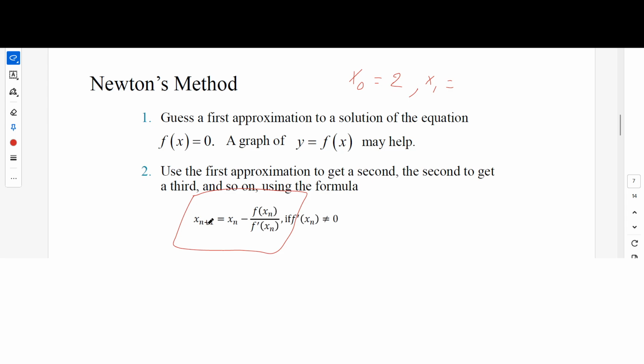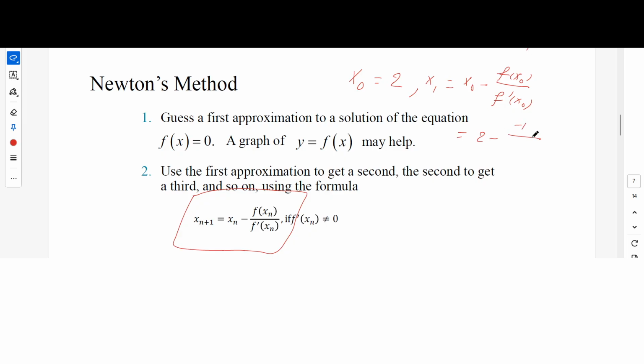Here, when n is 0, using that formula, it would be x0 minus the value of the function at x0 divided by the derivative of the function at x0. So that's the formula. What is x0? It's 2. What is the value of the function at 2? Remember, the function is the left side of this equation. So the value of the function at 2 is -1.